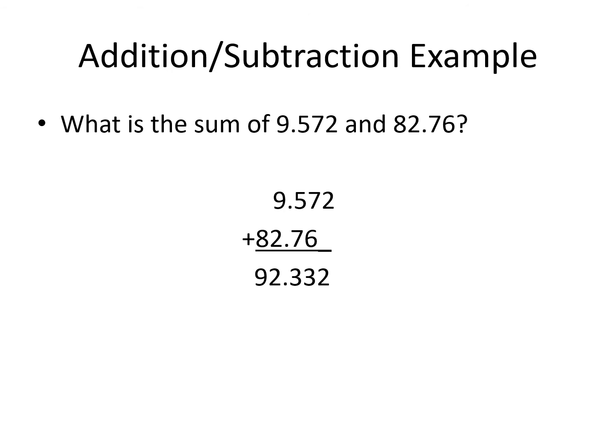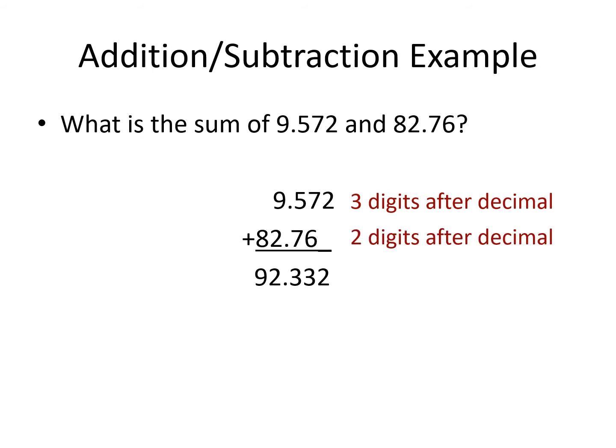For example, if I'm adding 9.572 and 82.76, I identify the first number as having 3 digits after the decimal, and the second number as having 2 digits after the decimal. Since 2 is less than 3, my answer will also have 2 digits after the decimal. Before I round, I do the full calculation with all of the digits and come out with 92.332.